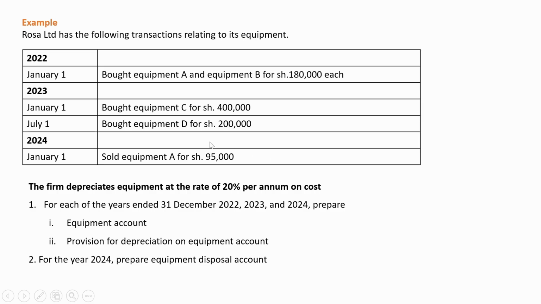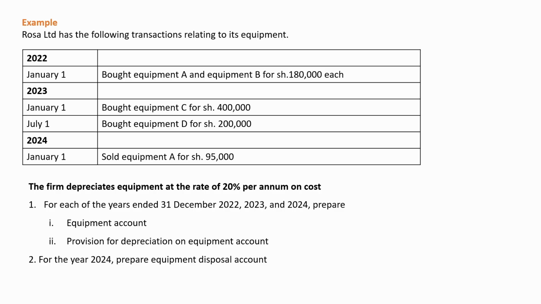So this is what you are supposed to do. One, for each of the years ended 31st December 2022, 2023, and 2024, prepare the equipment account and the provision for depreciation on equipment account. Also, for the year 2024, prepare the equipment disposal account.